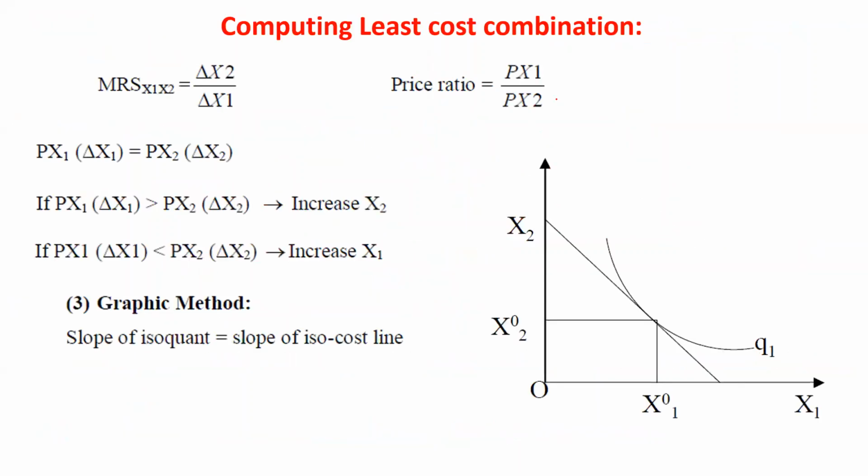So we'll find out the least cost combination. The aim of the factor-factor relationship is to find out the least cost combination of inputs. Now we have two factors, isoquant and isocost.